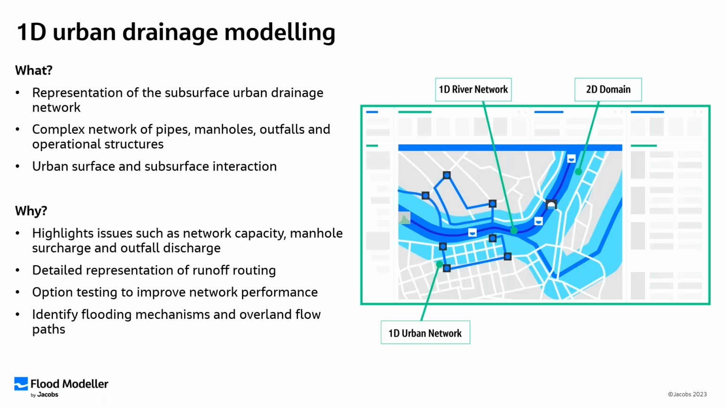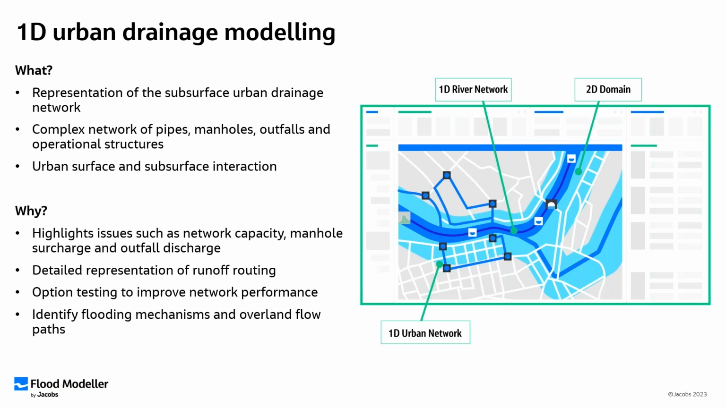So before we get into the details about Flood Modeler's 1D urban solver, let's cover 1D urban drainage modeling more generally. Urban drainage network modeling in its simplest form is the representation of hydraulics within the subsurface urban drainage network. This involves modeling the complex network of pipes, manholes and structures such as pumps and tanks as 1D model components. Similarly to 1D river modeling, flow conveyance throughout the network is then simulated once inflow and outflow boundaries have been added.